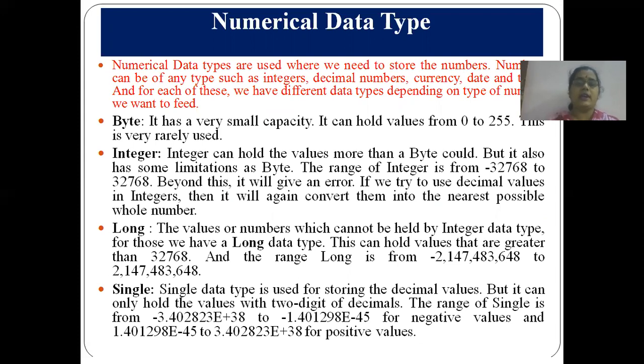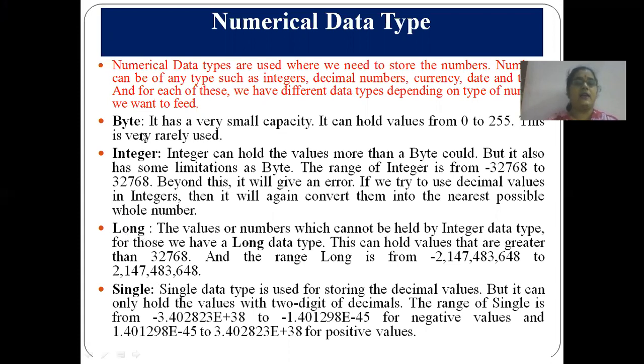So numerical data types are the data types which we use when we need to store numbers. A number can be of any type like integer, decimal number, currency, date, time, etc. For using these various types of numerical data, we have to use the following data types. Like byte, it is a very small capacity. It holds the value from 0 to 255. Then integer, then long integer, that is long, then single.